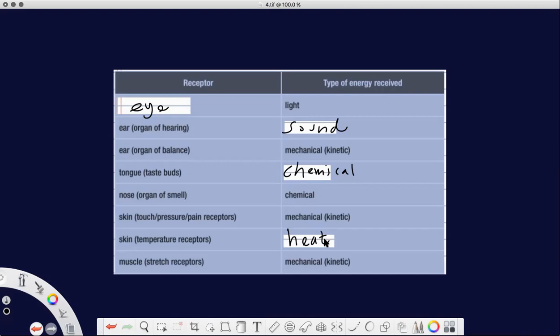So light energy, sound energy, mechanical energy, chemical energy, these are the common energy sources, and these are the common receptors in our body.